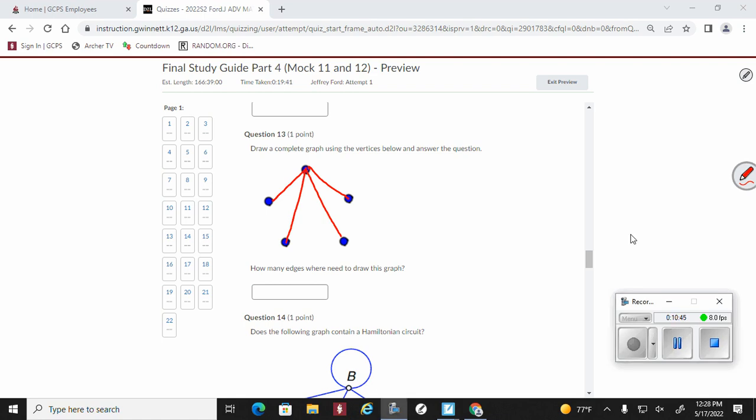All right, now notice this top dot, we'll just call this A, is touching everything, but everything's got to be touching. Now the question is asking how many edges. So that means how many lines are going to be drawn. So what I'm going to do is just count. So far I'm at 4, 5, 6, 7, 8, 9, 10. So 10 edges.